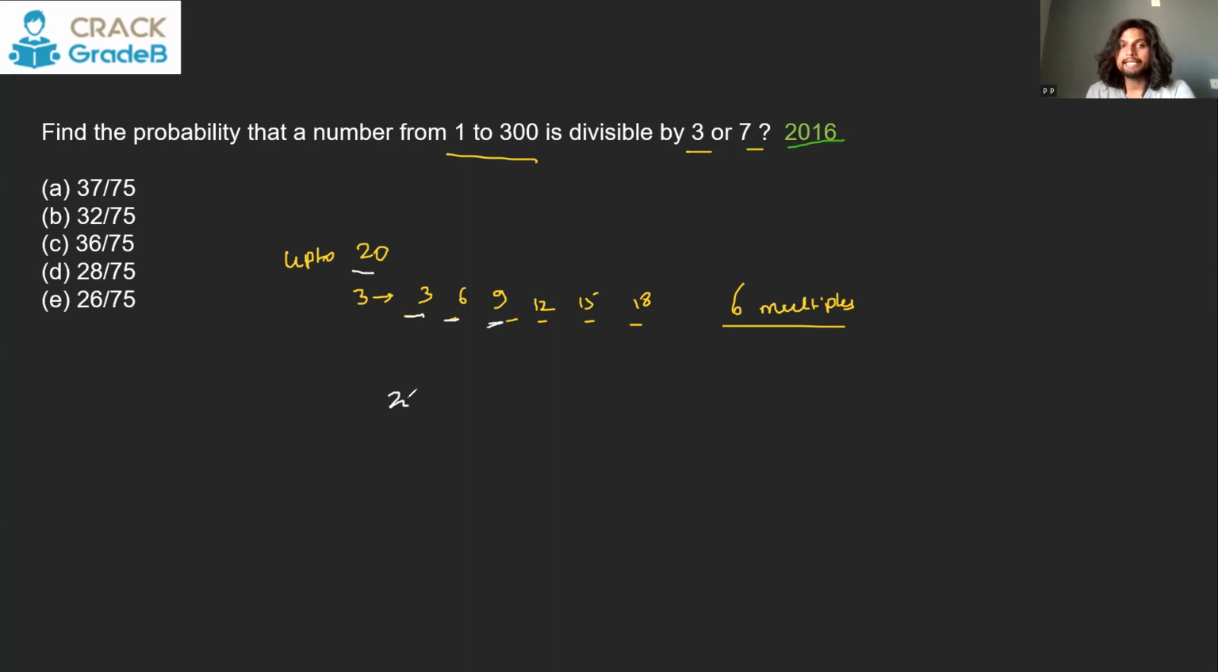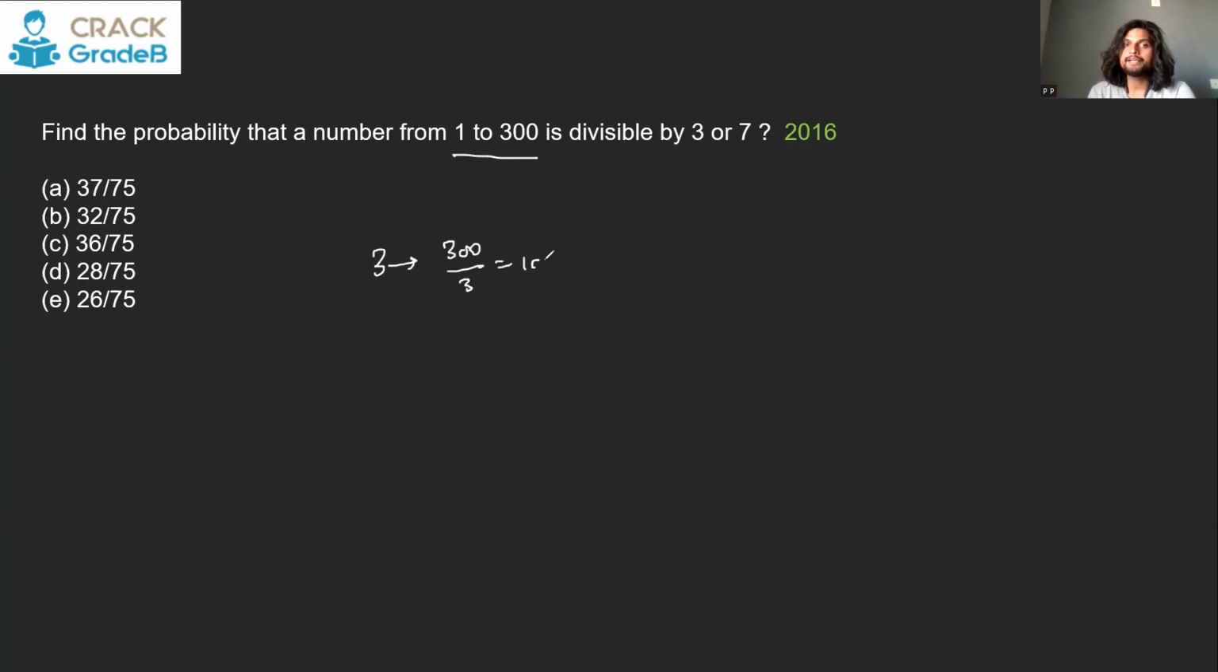Out of 20, because every third number is a multiple of 3, if you divide 20 by 3, it is going to be 6 point something. You forget whatever comes after the point and consider only the complete quotient. So there are 6 multiples of 3 up to 20. Similarly, up to 300, you'll do 300 upon 3, that is 100. So there are 100 multiples of 3.